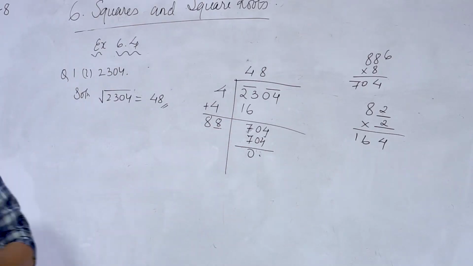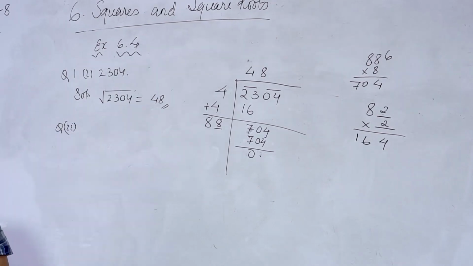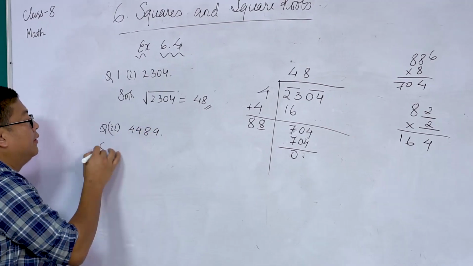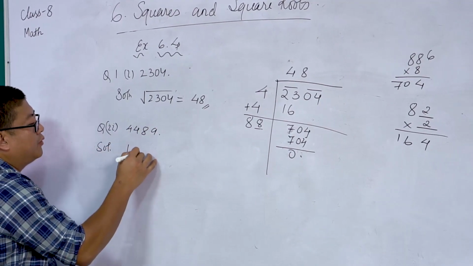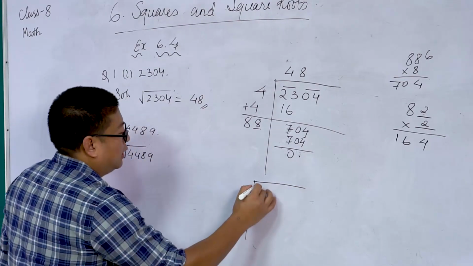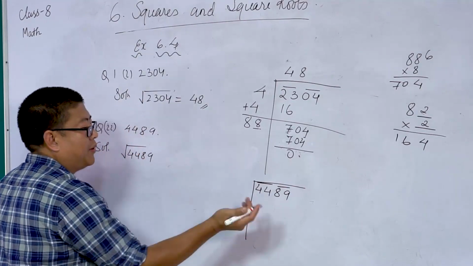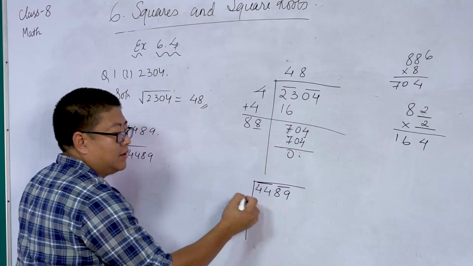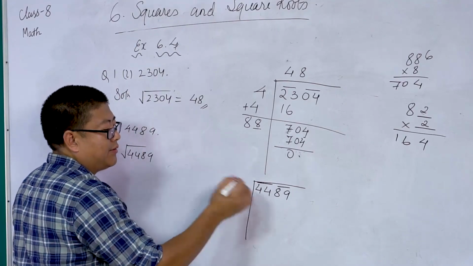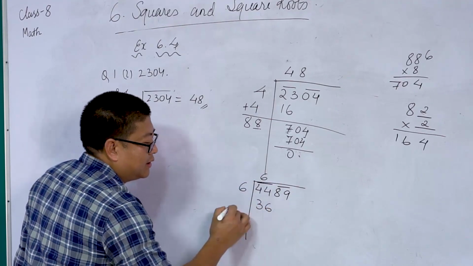Let's look at the next number: 4, 4, 8, 9. So solution, square root of 4489. To find this, again we will go for the long division method. 4, 4, 8, 9. Pair them up. Both of them have pairs. Now find the nearest square. 6 into 6 is 36. 7 into 7 is 49. So we will go with 6 into 6, 36.